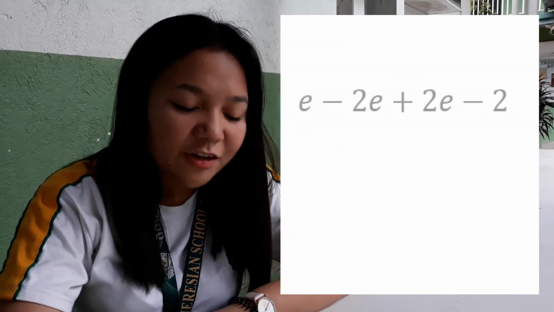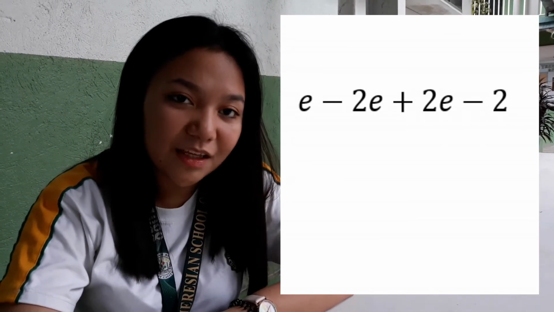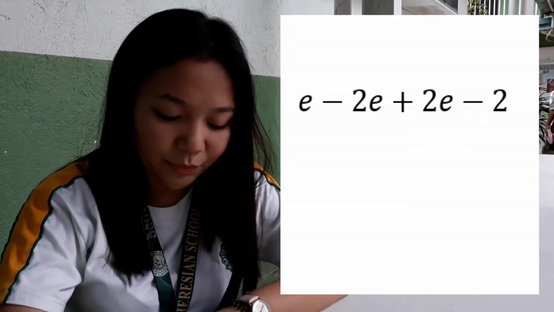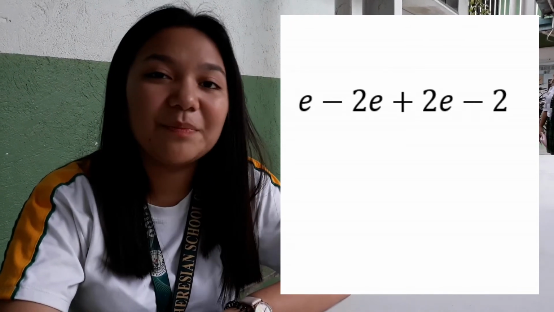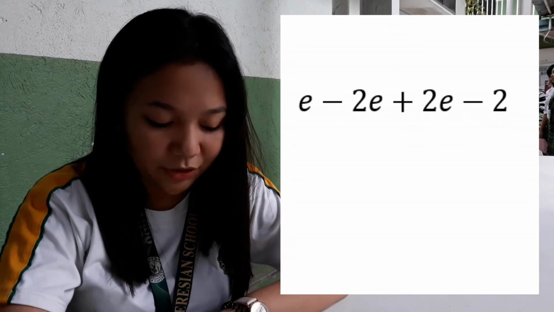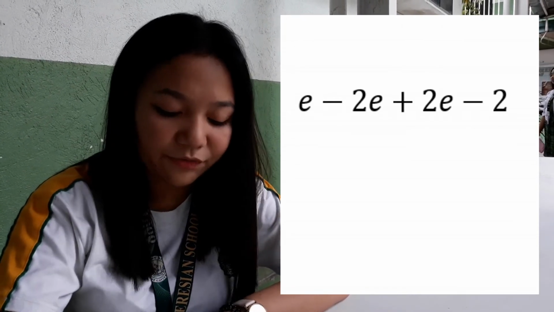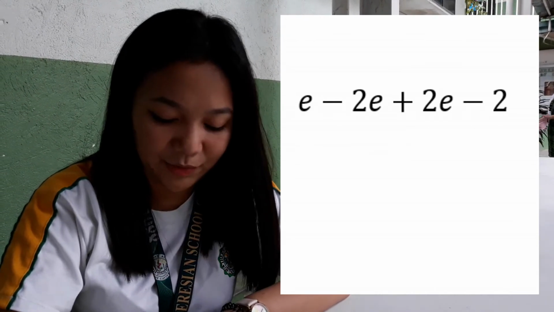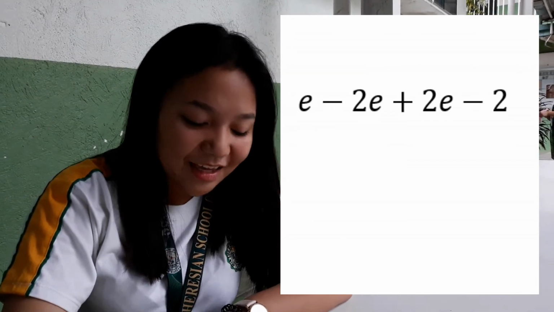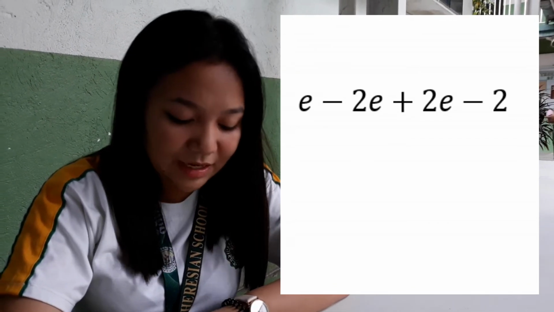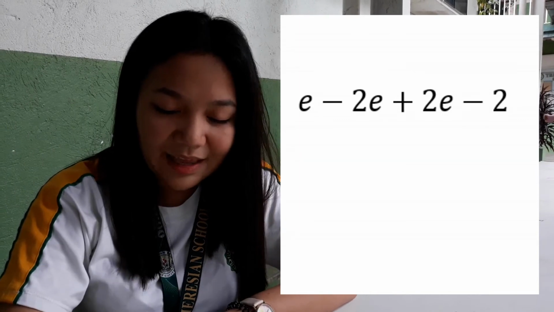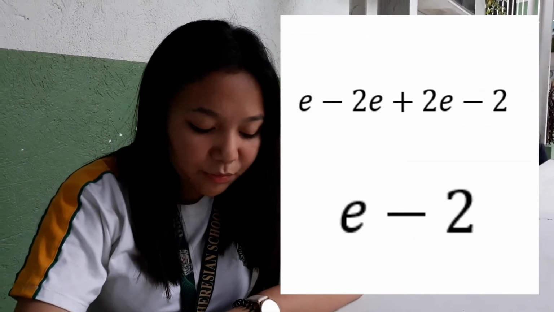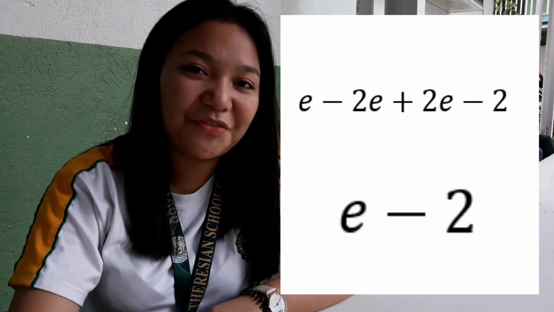Automatically, 0 squared e raised to 0 and negative 2 times 0 e raised to 0 will be cancelled out, leaving only positive 2 e raised to 0, which would be negative if the negative sign is distributed. When simplified, it would be e minus 2e plus 2e minus 2. Cancel out the 2e's, so it would be e minus 2, which would be the final answer.